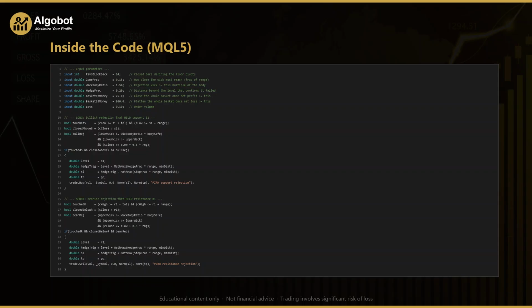The short block mirrors it exactly. Touched R checks the high poked into the resistance zone. Close below R confirms the close came back below resistance. And bear ray confirms the bearish shape with a dominant upper wick and a weak close. When those align, the code calls trade.sell, again with the stop loss beyond the hedge point and the take profit at the central pivot. Notice both sides are true mirror images of each other.